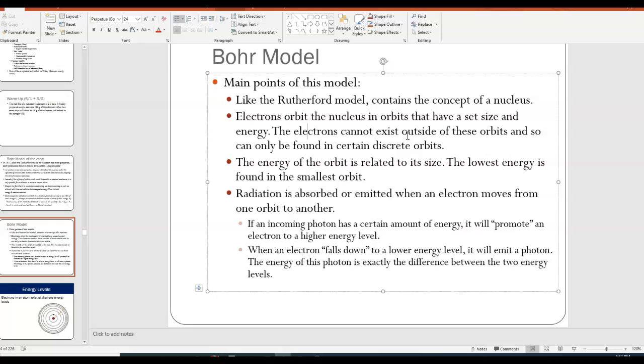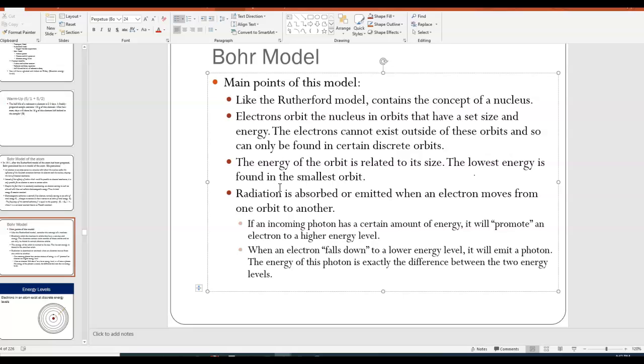The electrons cannot exist outside of these orbits. The orbits are discrete, in other words, and you cannot find the electrons anywhere else. The energy of the orbit is related to its size, meaning that the farther away you get from the nucleus, the higher energy level the electron has. I'll show you what that looks like on the next slide.